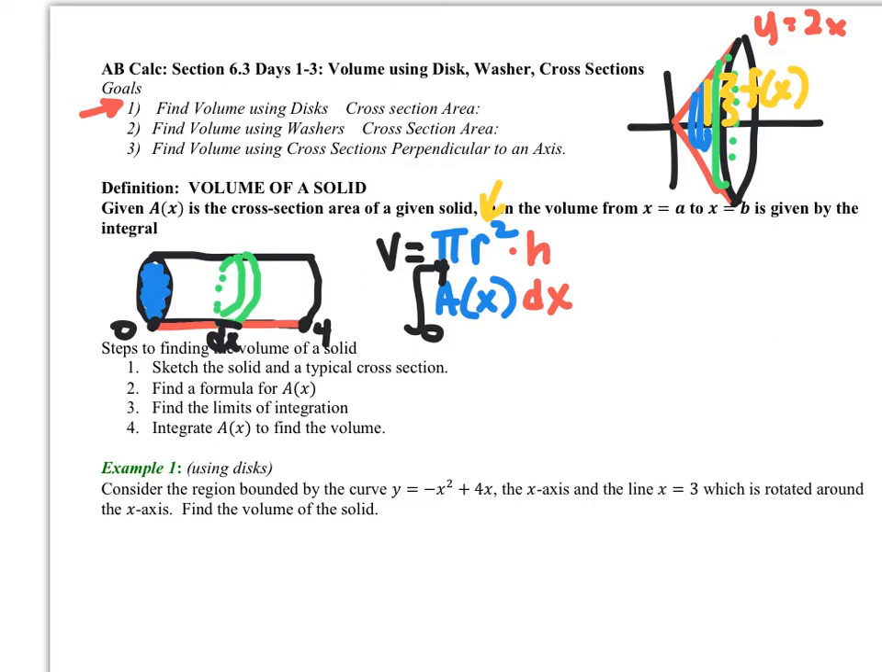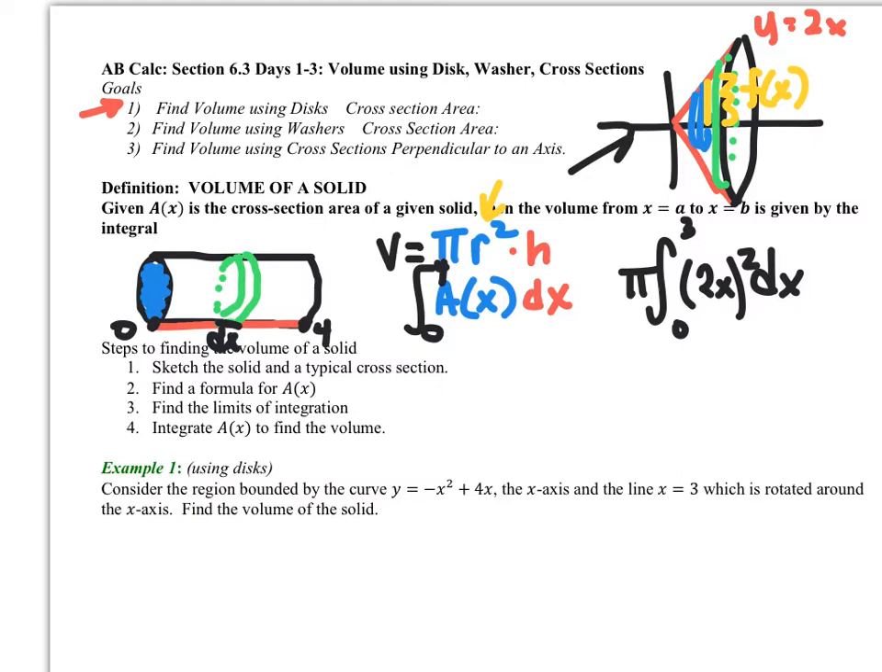So to summarize, if I wanted to find the volume of this example, I could take the integral from 0 to, let's say, x equals 3 of pi times r squared. R is f of x, so I would have pi times 2x squared dx, and that would find me the volume of that solid.